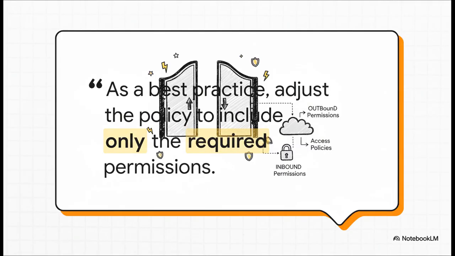Now this right here, this is the golden rule. It's so important. The source material really hammers this home: the principle of least privilege. You can start with one of those broad AWS managed policies, sure, but the best practice is to always trim it down so it only has the exact permissions it needs, and nothing more.